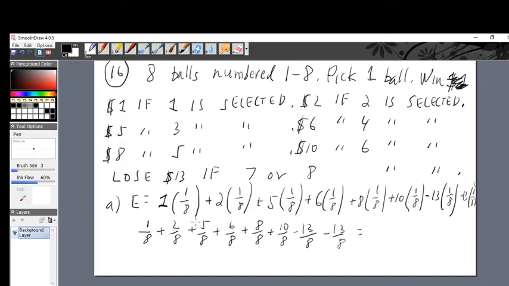1 and 2 is 3, 3 and 5 is 8, 8 and 6 is 14, 14 and 8 is 22, 22 and 10 is 32, minus 26 is 6 over 8. Reduce that to 3 over 4, and what is this? What are we talking the whole time? Dollars. This is 3/4 dollars. How much is that in decimal? 3 divided by 4 is 0.75, 75 cents. It's $0.75. That is the answer for problem number A. That's the expectation. Now, there's a B.